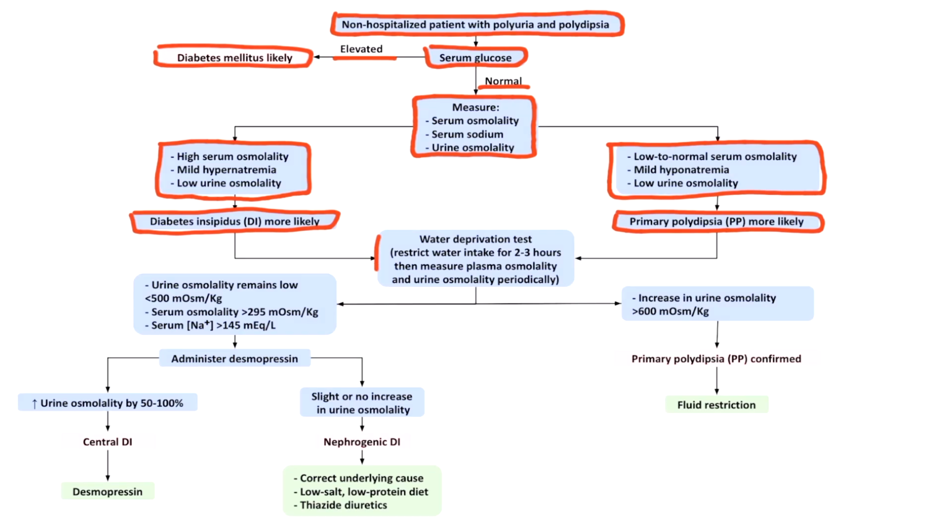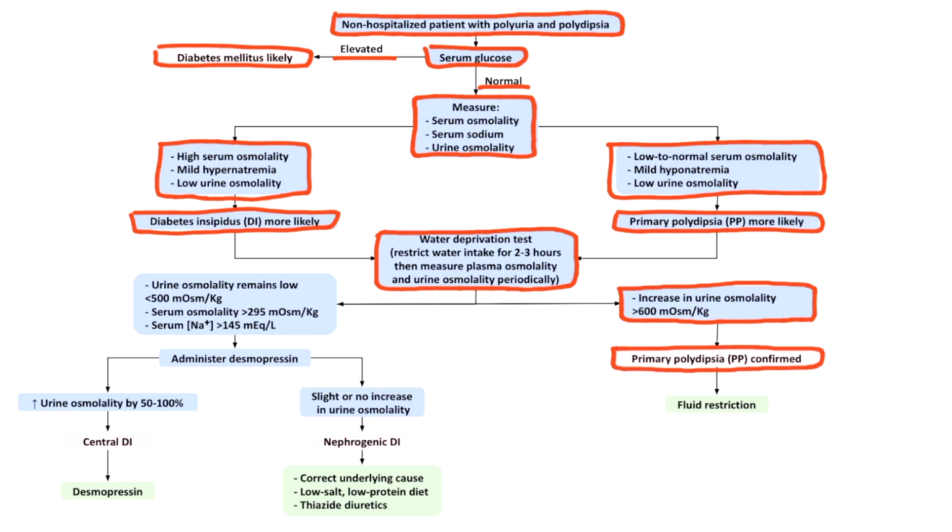The next step is performing a water deprivation test, in which water intake is restricted for 2 to 3 hours. Then the plasma and urine osmolality are periodically measured. A measured level of urine osmolality above 700 milliosmoles per kilogram indicates a diagnosis of primary polydipsia. This is because ADH and its ability to concentrate urine are intact in primary polydipsia.